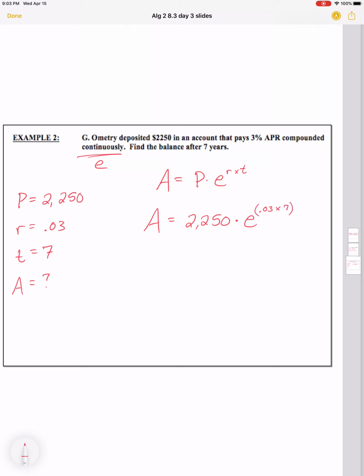So you plug in your calculator just like this, 2,250 times e to the 0.03 times 7, parentheses around the 0.03 times 7. And we should get $2,775.76. So this one made about $525 in 7 years. So that's how continuous interest works. That is what your banks will do. Any loan you take out for college, this is kind of how that's going to grow.